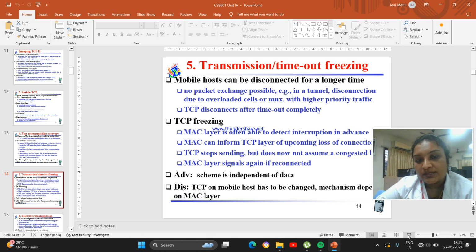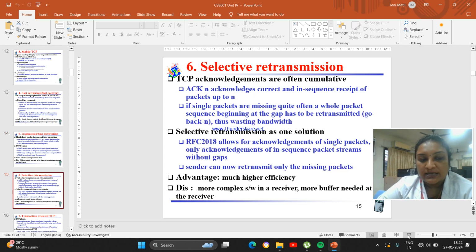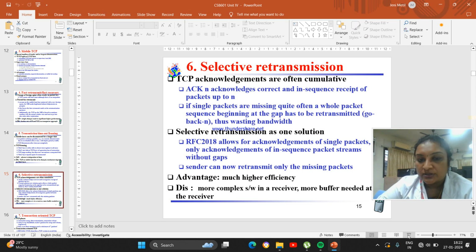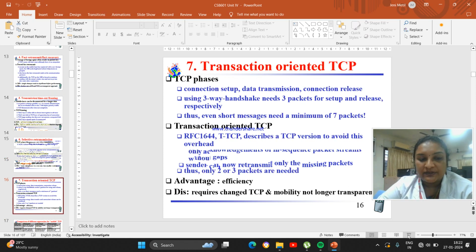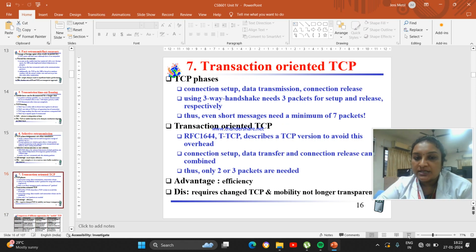Transmission or timeout freezing. Here there will be a freezing time. You can detect the interrupted data, and the schemes are dependent on the mechanism and layer. Then selective retransmission. Here you make cumulative acknowledgements and selective retransmission as one solution, and you provide higher efficiency. Then transaction-oriented TCP.